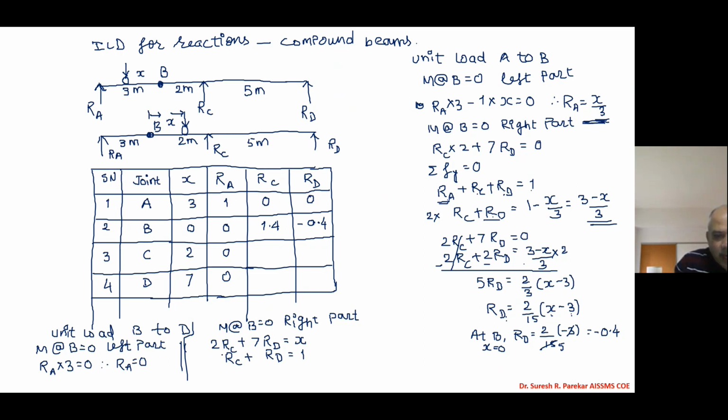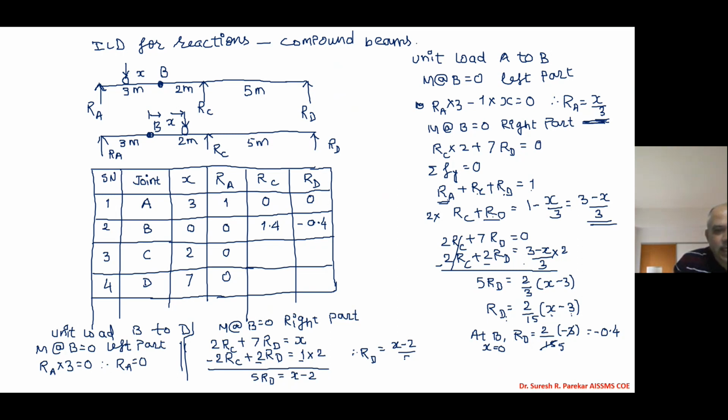So if you multiply this equation by 2, then we will get 2RC plus 2RD, and that is equal to 2. And now when you subtract this, this cancels, and then we have 5RD that is equal to X minus 2, and therefore RD we will get as (X minus 2) by 5.